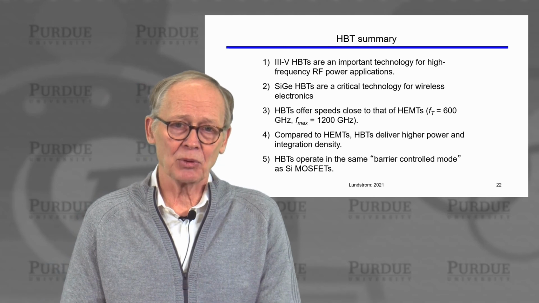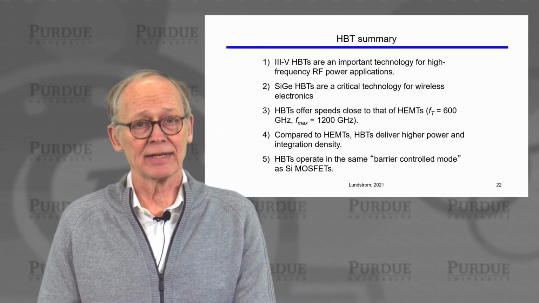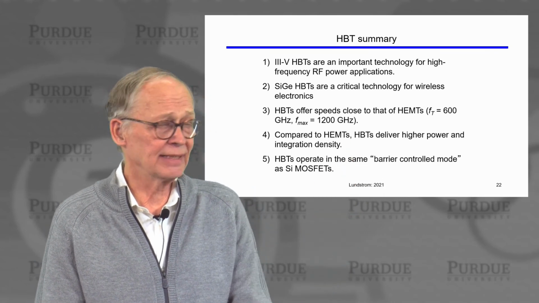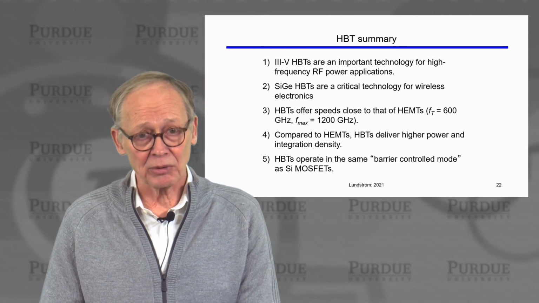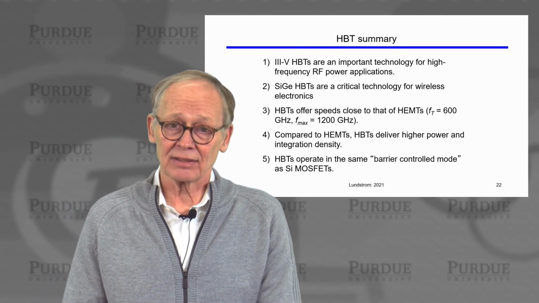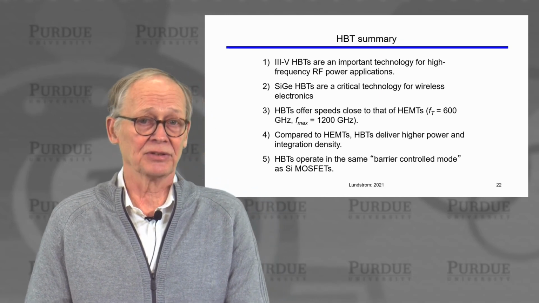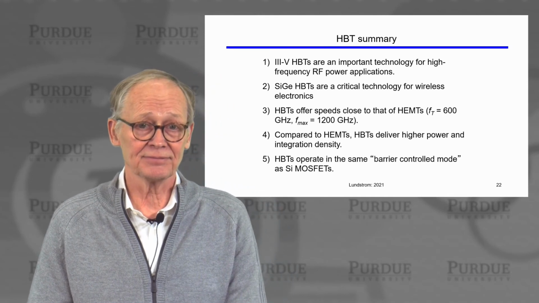So to summarize bipolar transistors, most bipolar transistors used these days are heterojunction bipolar transistors. 3,5 HBTs are an important technology for high-frequency RF power applications. Silicon germanium HBTs are a critical technology for wireless applications, and we use them in some of our personal electronic products like cell phones.